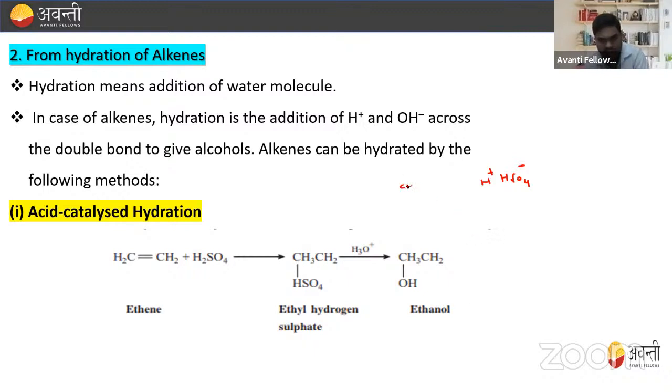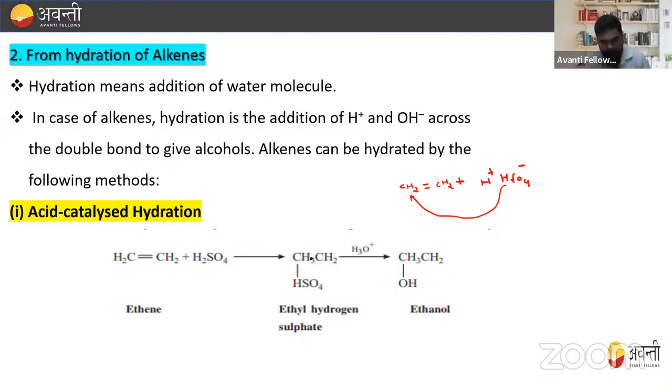Now we have CH2=CH2, right? In case of alkene, hydration is the addition of H and OH across the double bond to give alcohol. So this is the negative part and this is the positive part. The negative part goes to this carbon atom. Assume the negative part goes to this carbon atom, what will happen here? This gives CH3CH2 and HSO4. So here is one important note.